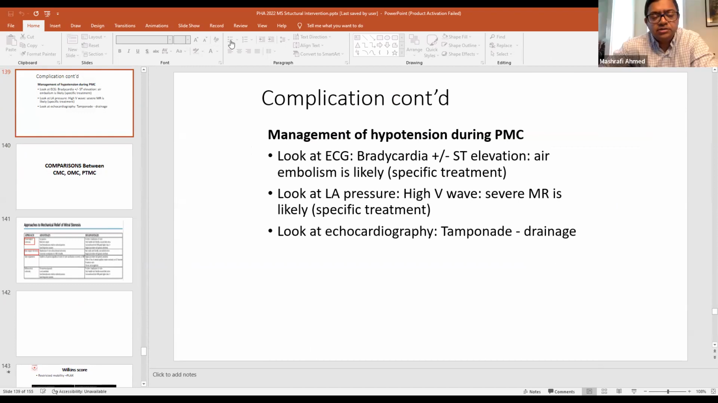Yeah, he presented that. Tamal presented the Wilkins score. Okay, I missed that actually.